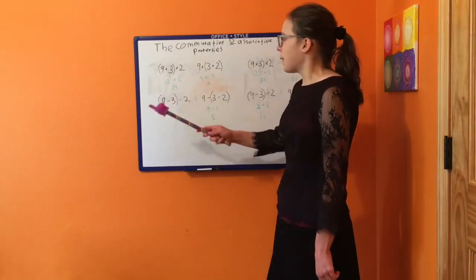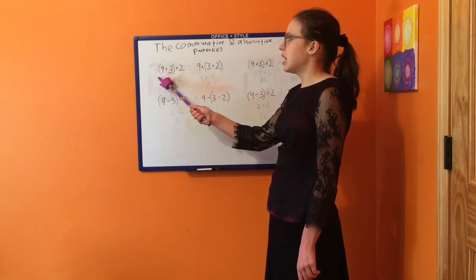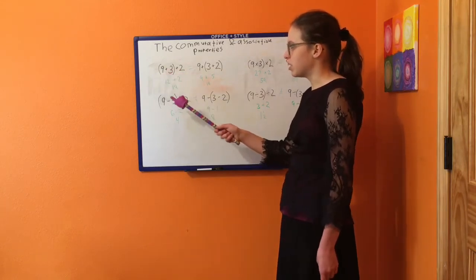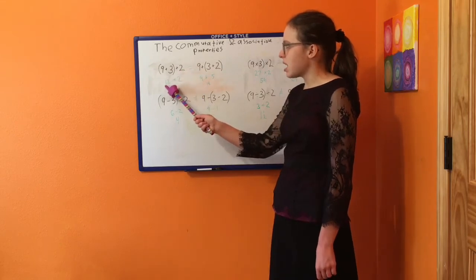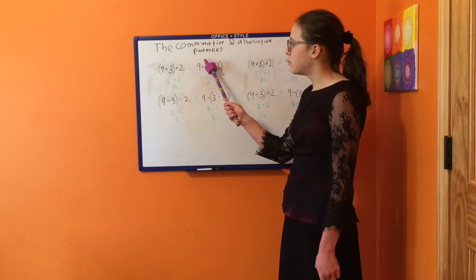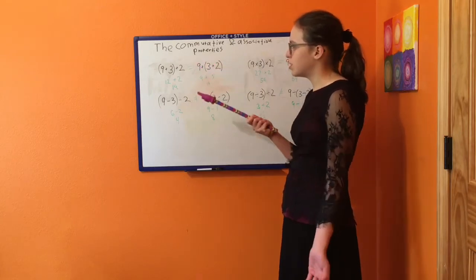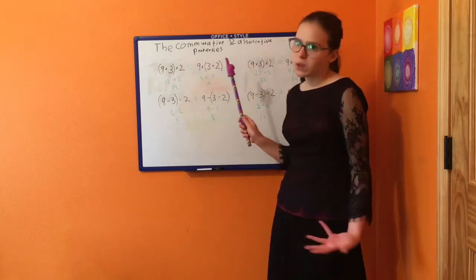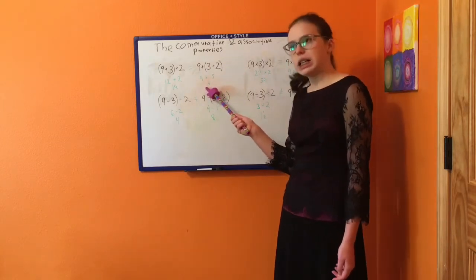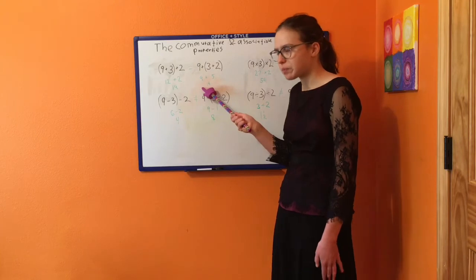For example, in addition, 9 plus 3 in this problem want to associate with each other. As you can see, the answer turns out to be 14. In this problem, 3 and 2 want to associate with each other. Even though you work the problem slightly differently, the answer still ends up as 14.